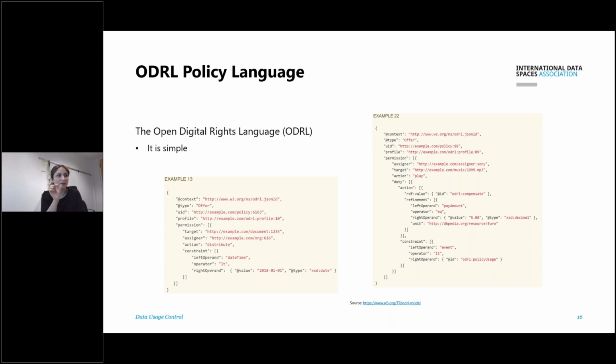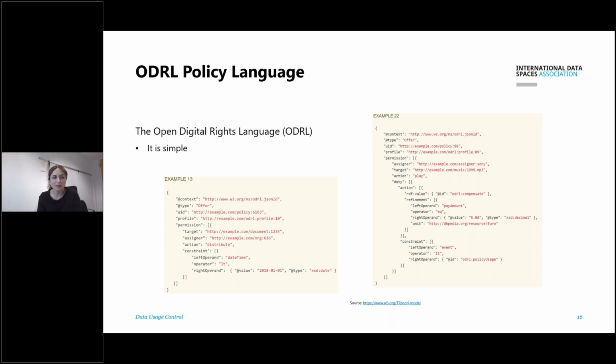In this permission block, the target refers to the resource, and then we have the assigner, which normally is the data provider. And then we have the action, which is in this case distribute, and then we have the constraint. So this policy is simply saying that the organization 616 is granting permission to distribute this document in this time interval.